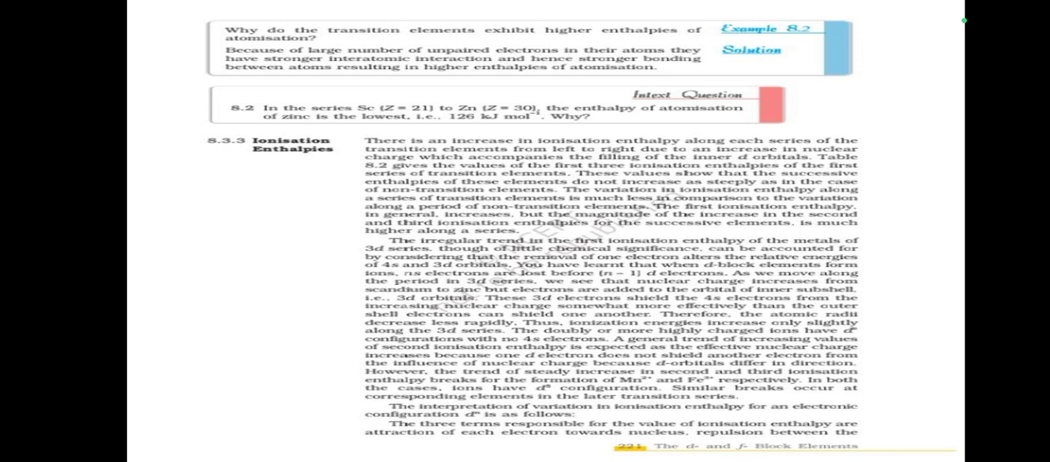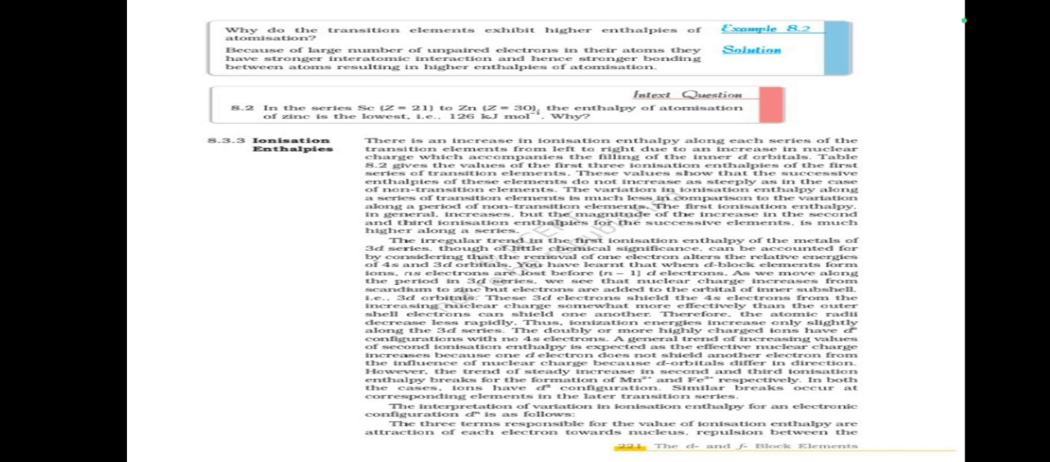Along the 3d series, the doubly or more highly charged ions have d configurations with no 4s electrons. The general trend of increasing values of second ionization enthalpy is expected as the effective nuclear charge increases, because a 3d electron does not shield another electron from the influence of nuclear charge, since the orbitals differ in direction. Breaks occur for the formation of Mn dipositive and Fe tripositive, respectively.